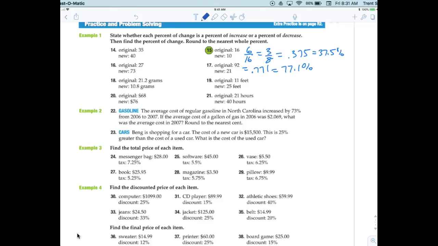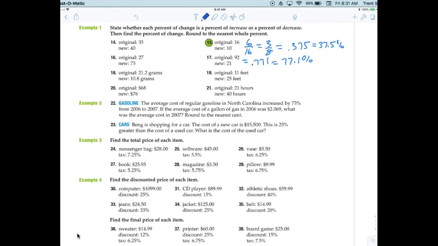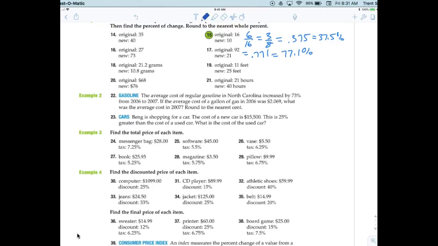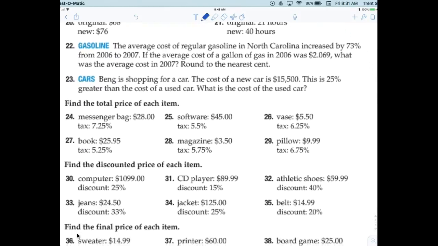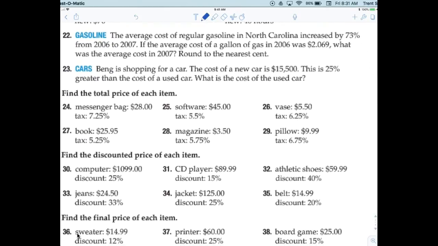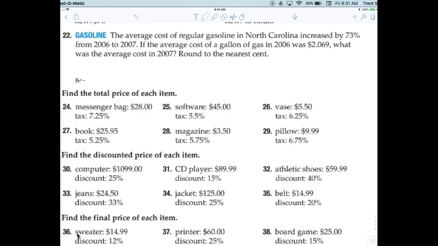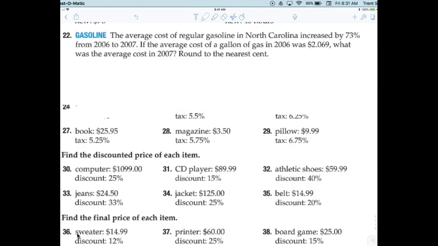Okay, let's do the next question. I don't think there's anything different. All right, let's try 22 just to make sure. I'm going to make myself some space for 22, and then we'll read it. All right, here we go.